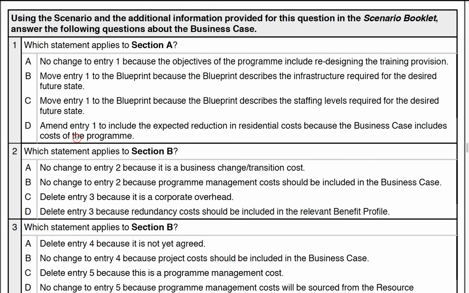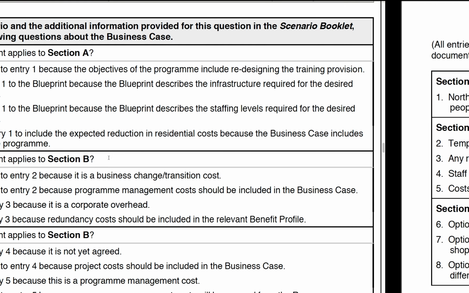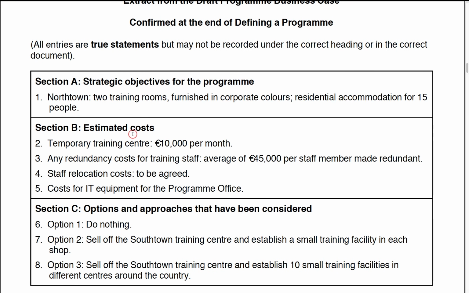Right, let's have a look at the next one, number 2. So let's go and look back at section B. So section B has estimated costs. Training centre is going to cost $10,000 per month. Well, that's about right. That should stay there. Any redundancy costs for the staff actually fully made redundant. Well, that means that should stay there as well, by my mind. Actually, let's have a look at the next one. Staff relocation costs to be agreed, and cost for IT equipment for the program office. All these look to me like they should stay.